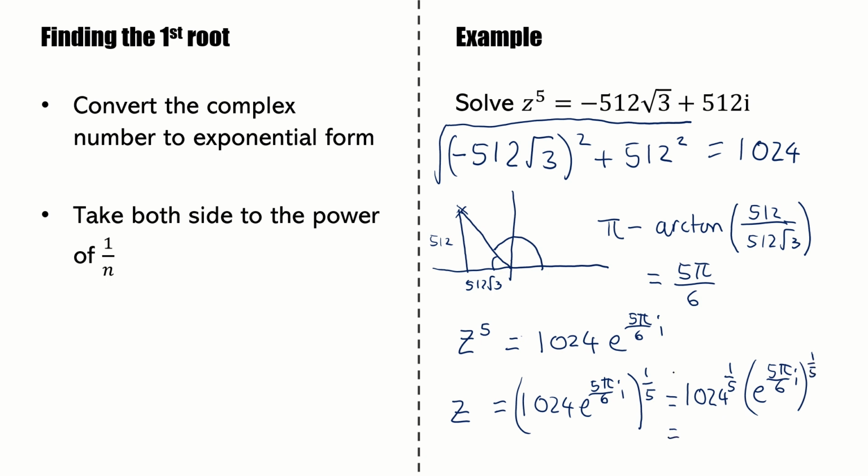Now, conveniently, 1024 to the power of 1/5 is just 4. How lovely. And e to the power of 5 pi over 6i to the power of 1/5, that looks a bit crazy, but by index laws, all you've got to do is multiply the powers together, and that means you just get 4e to the power of 1/6, or pi over 6, depending on how you want to write it, lots of i in a power. So 4e to the pi over 6i. There you go. That is our first root done. It's genuinely as easy as that, always.